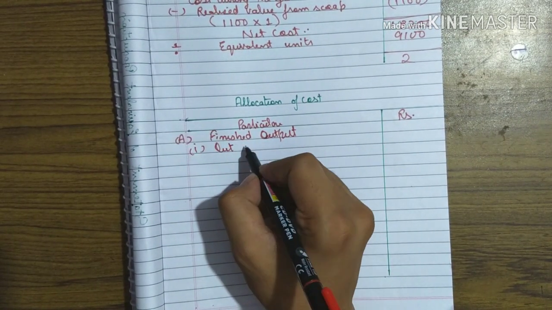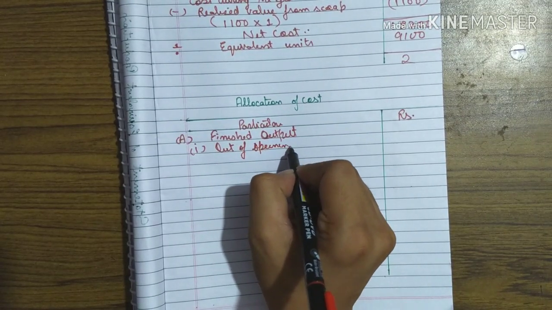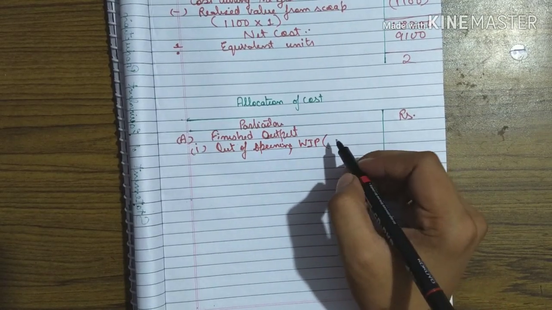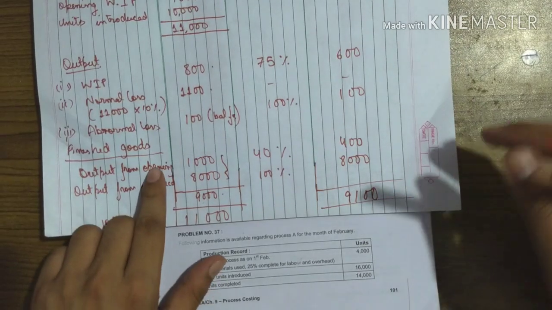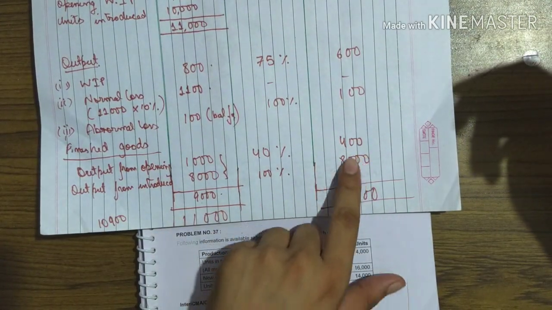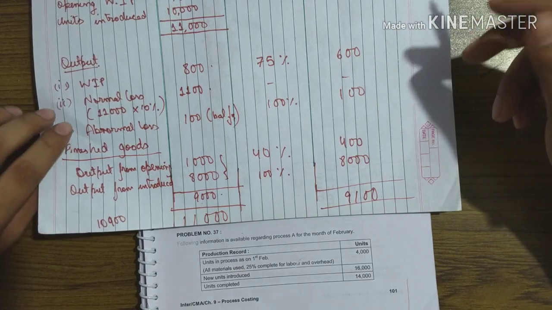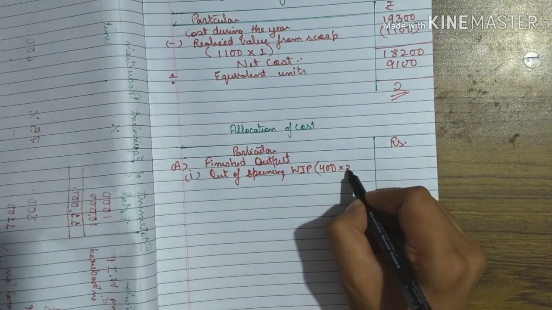Output of opening WIP, which is 400. We'll always take the equivalent values. So 400 is the output from the opening. So here we'll write 400 into the rate which we have calculated, 2.